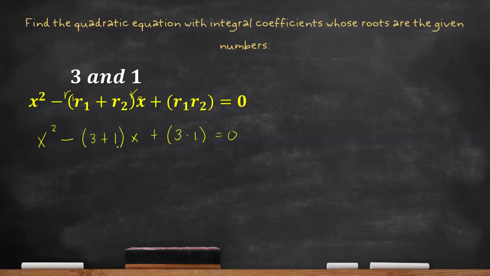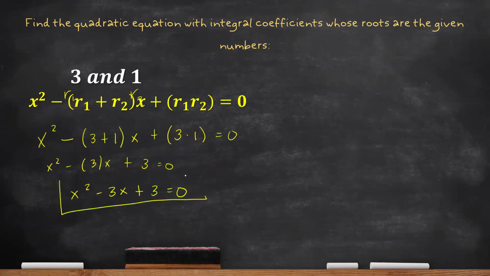So simply operate this one. So 3 plus 1, that is 3, right? So we're going to have x squared minus, so 3 times, negative 3 times x plus 3 times 1 is 3 equals 0. So simply multiply them all. Negative 3, negative times 3 is negative 3 times x is negative 3x. Therefore, the equation will be x squared minus 3x plus 3 equals 0. Okay? Ganun lang siya. Next one.